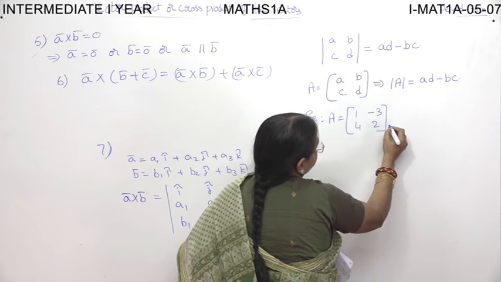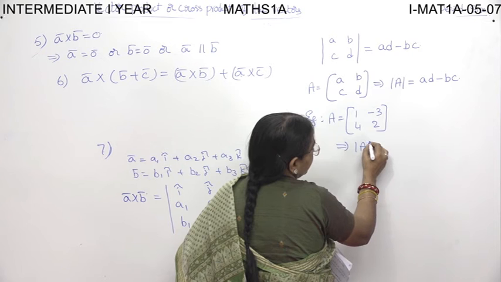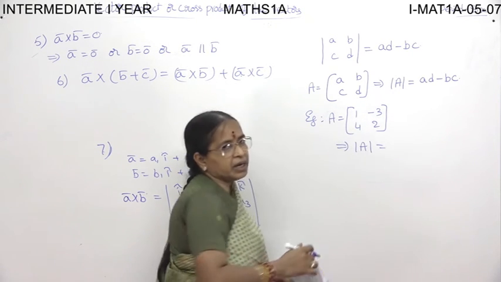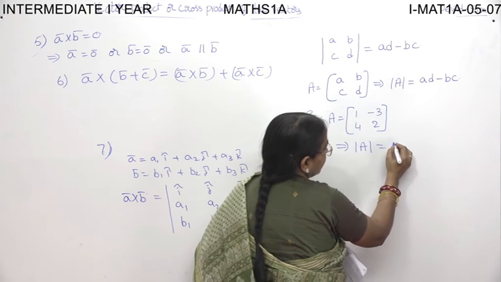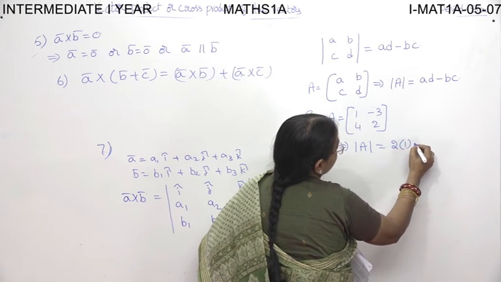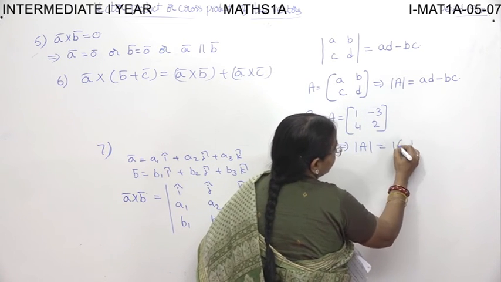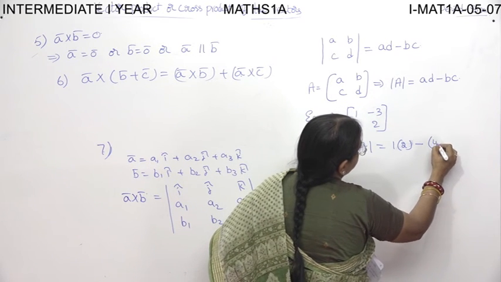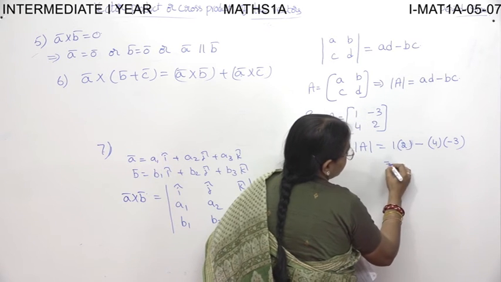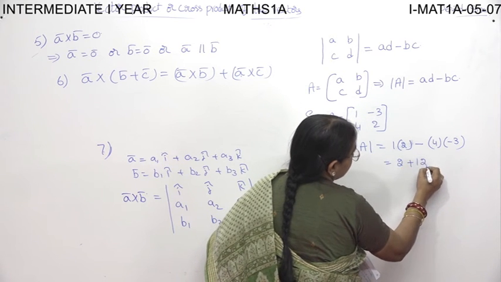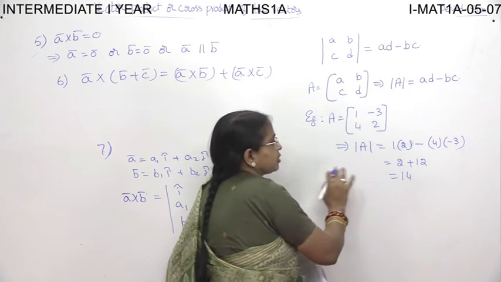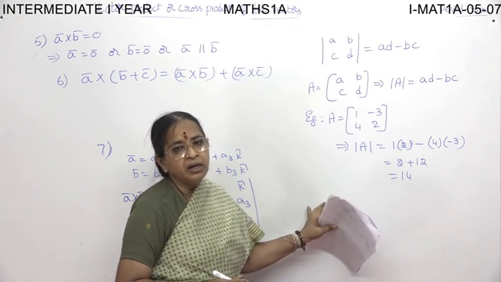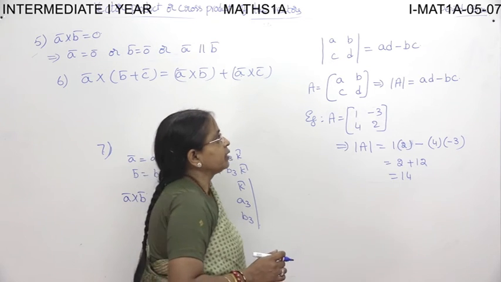Then the determinant of A is just multiply these two values. These are called principal diagonal elements. 2 into 1, or else 1 into 2, I'll write 1 into 2 minus, these two elements you multiply, 4 into minus 3. So it is 2 plus 12, that is 14. This is how we find the determinant of a 2 by 2 matrix.